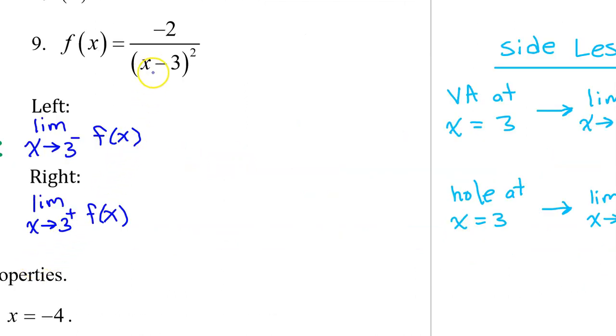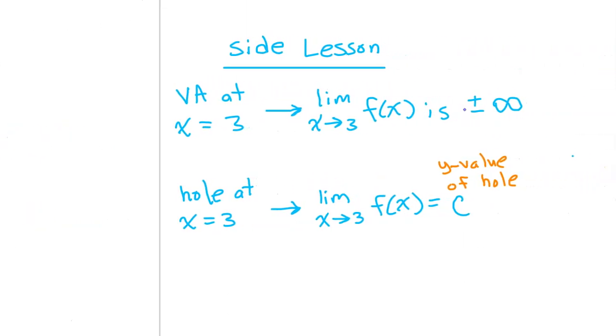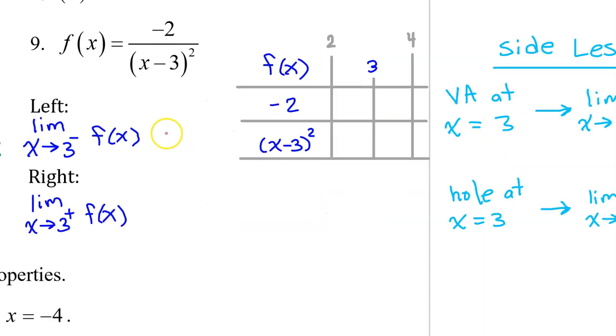For number 9, the x minus 3 in the denominator does not cancel out, so we know there will be a vertical asymptote at x equals 3. That means that the limit as x approaches 3 from the left or the right of f of x will be either positive infinity or negative infinity. To figure out which, we can make a small sign chart showing the signs of f of x near 3. So between 2 and 4, say.